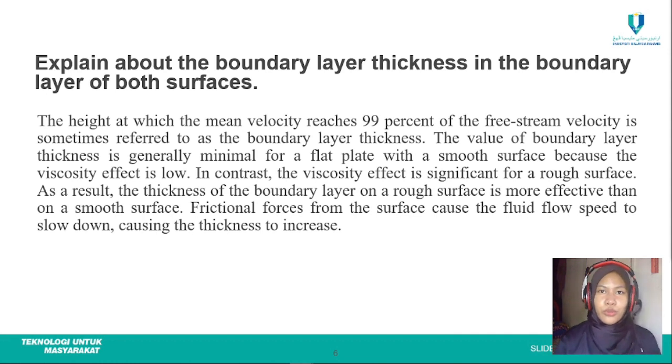Next, we will go through questions for our boundary layer experiment. The first question is: explain the boundary layer thickness in the boundary layer of both surfaces. The height at which the mean velocity reaches 99% of the free stream velocity is sometimes referred to as the boundary layer thickness. The value of the boundary layer thickness is generally minimal for a flat plate with a smooth surface because the viscosity effect is low.